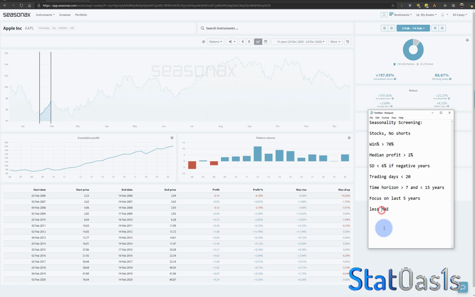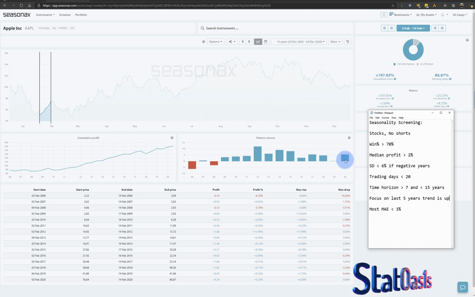And let's say most MAE is less than 3%, to make it programmable. So focus on the last 5 years, trend is up.